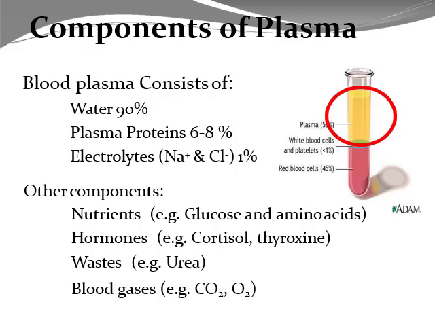Components of the plasma. The blood plasma is majorly composed of water, 90%. It has plasma proteins and electrolytes. See here, the plasma proteins make up 6 to 8% of the total plasma. Other than these three major components, it also contains nutrients, hormones, blood gases, and waste as well.